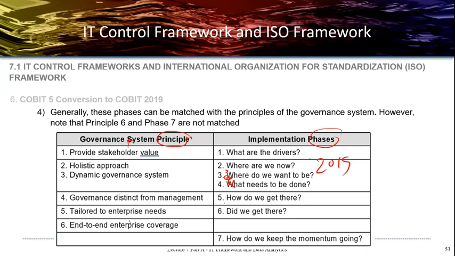Governance distinct from management: how do we get there? Tailored to enterprise need: did we get there? End-to-end enterprise coverage: but here it doesn't match, because it says how do we keep the momentum going, but it doesn't say enterprise coverage. So that's what we said: 6 and 7 are not matched.